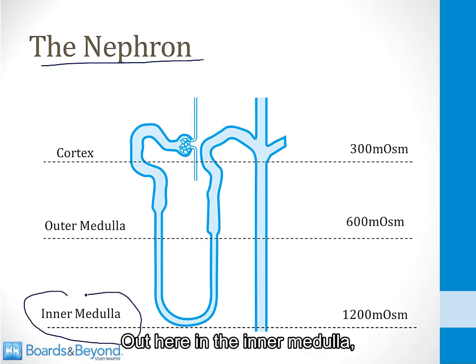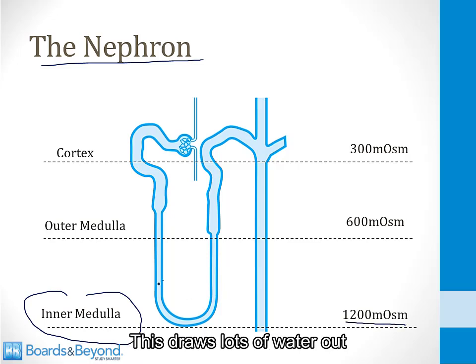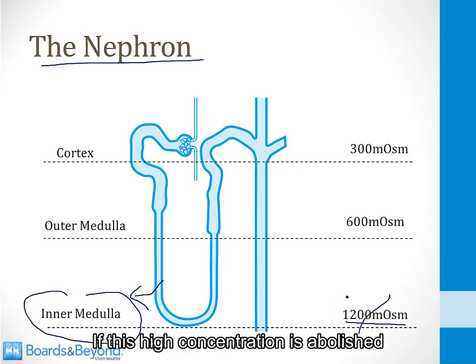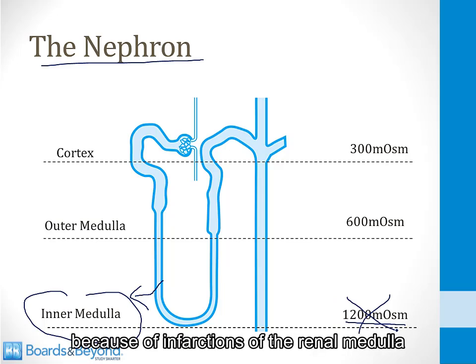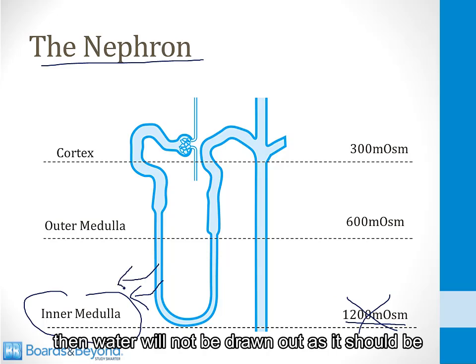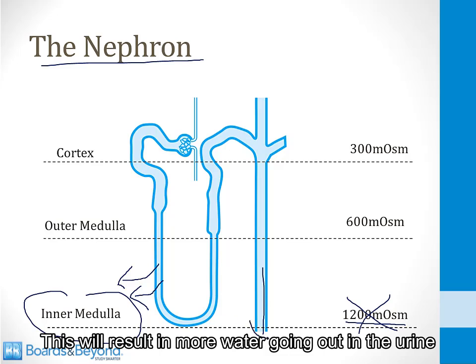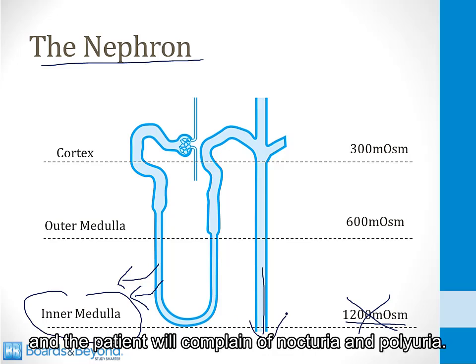Out here in the inner medulla, the concentration is very high. It can be as high as 1200 milliosmoles. This draws lots of water out in the descending loop of Henle. If this high concentration is abolished because of infarctions of the renal medulla from sickle cell anemia, then water will not be drawn out as it should be in the descending loop of Henle. This will result in more water going out in the urine, and the patient will complain of nocturia and polyuria.